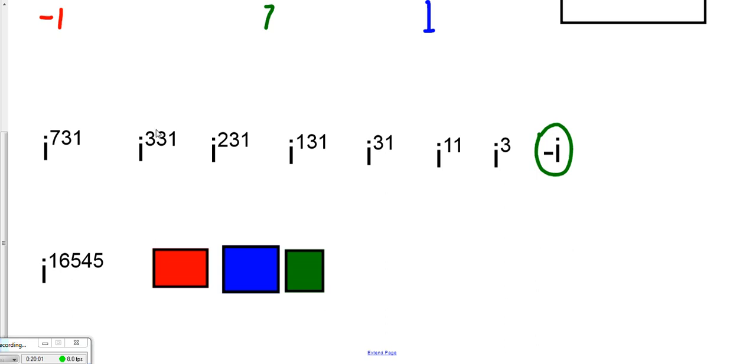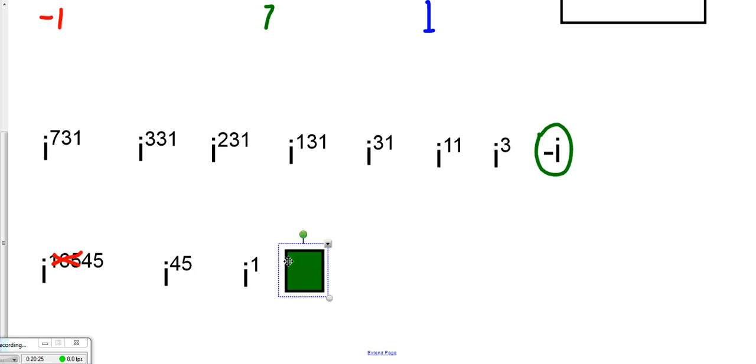Now again, if we can take away any 100s that we want, then we can take away from here over. Just take away any of those 100s and beyond. So this first simplification would be i to the 45th power. Well, obviously, we can take away 44. That's 4 times 11. So that's good to go. That's now i to the first power, which of course, again, is just i. So that would be our simplification of any powers of i.